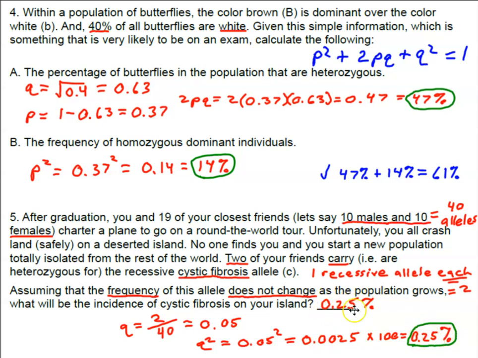And there's our answer. So this one's a little more complicated because you have to figure out what the information is, or you need to figure out what you need from the information given. So you want to remember that you're always trying to find the allele frequency of the recessive allele. So any way that you can do that, you need to do that from whatever information is given.